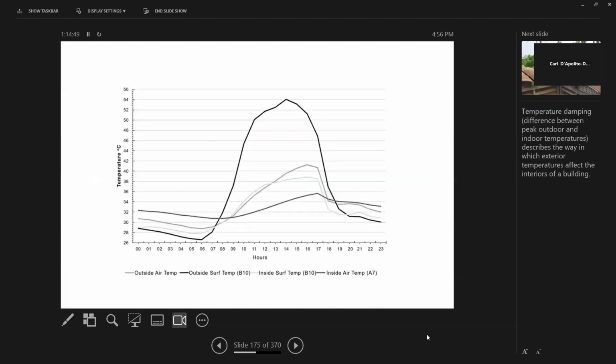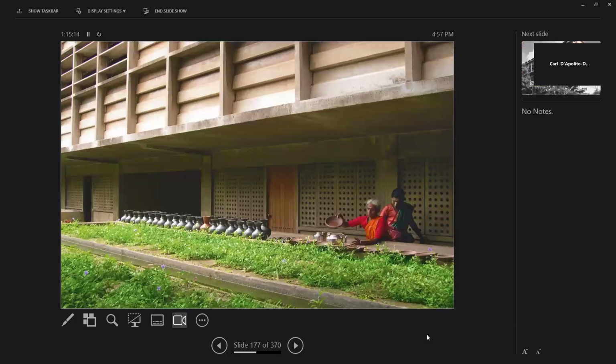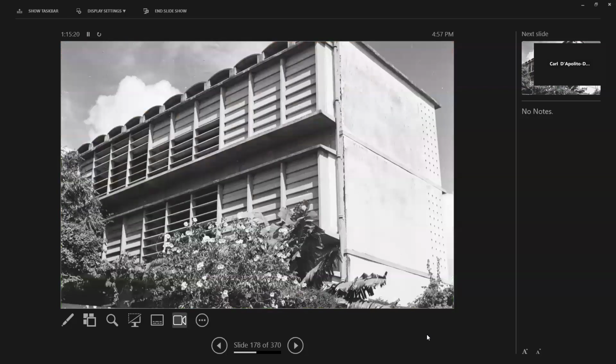Sections. And apparently, this is just another phenomenon. This is called temperature damping. So it's how much the temperature, when it swings outside, doesn't swing inside. Just an interesting name for something. And it also has this precast ventilated roof at the top, so the air can also go up the stairways and out the roofs. And I think it's a very beautiful project.